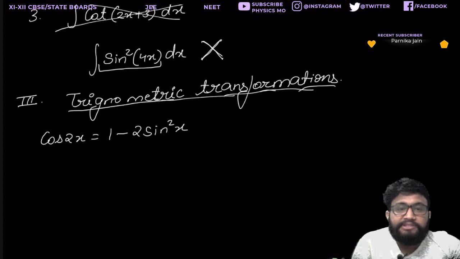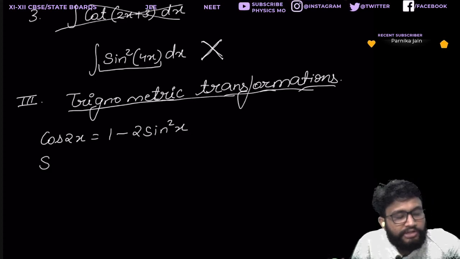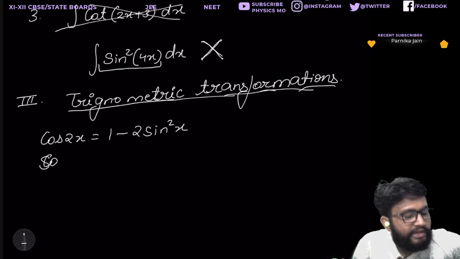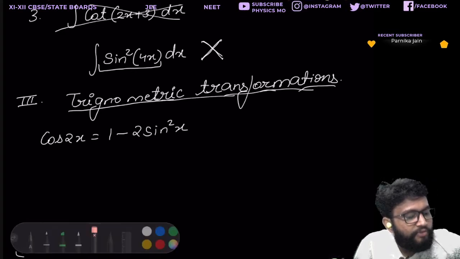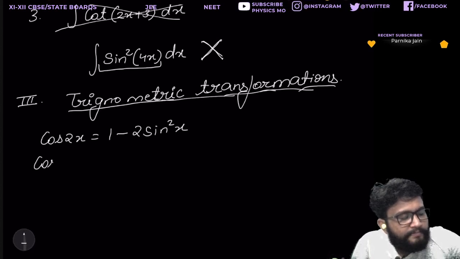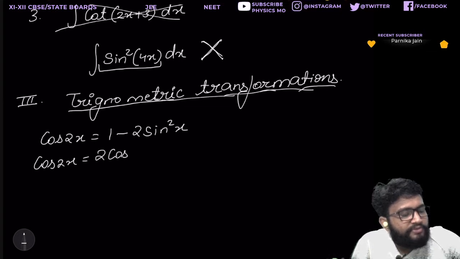We derived this from the cos a plus b formula in the trigonometric lecture. Similarly, if we write cos 2x in terms of cos, there was another formula. The equation was, you can write cos 2x as 2 cos square x minus 1. Do you guys remember these equations?